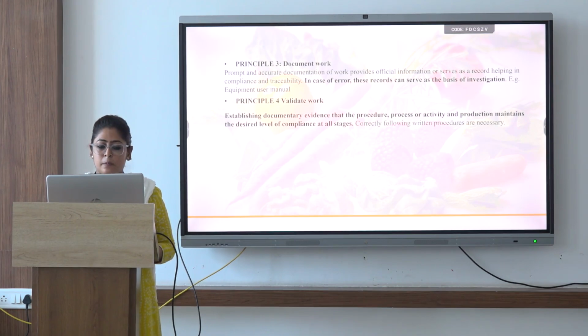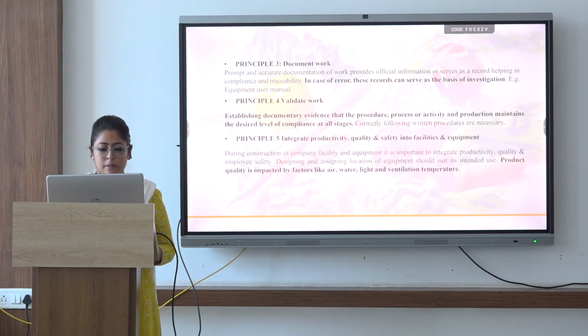In the fourth principle, validation of your work is important. You are doing it, you are documenting it, but what is the surety that you are doing it correctly? There should be some validation, right? So it means establishing documentary evidence that the procedure, process, or whatever activity you are doing in production maintains a desired level of compliance at all stages. It is kind of a check that you are doing it correctly. So correctly following the written procedures is necessary, and this should be done according to principle 4, that is validation of your work.